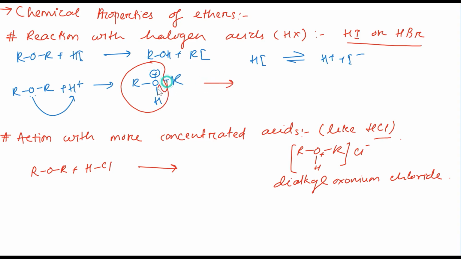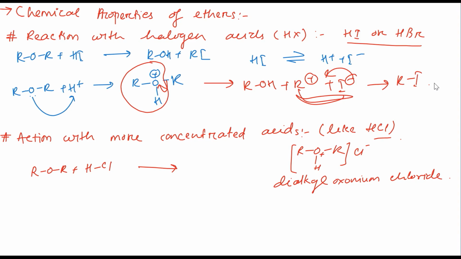There will be formation of ROH and R plus, a carbocation. To this carbocation there will be addition of I minus. If we react with HI, there will be formation of RI. In this method, the ethers react with halogen acids such as HI and HBr to form one alcohol and another alkyl halide.